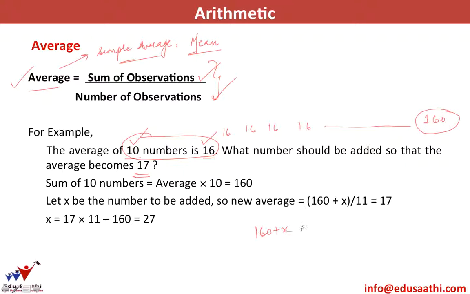So I have to add some number. That means if the numbers have increased, I'll also divide by an increased number. Sorry, I will divide it with 11 because the number of numbers has increased from 10 to 11. Now what is the new average that I want? I want the new average to be 17. So I'll just cross multiply and I will get my answer. The answer that comes out to be is 27.